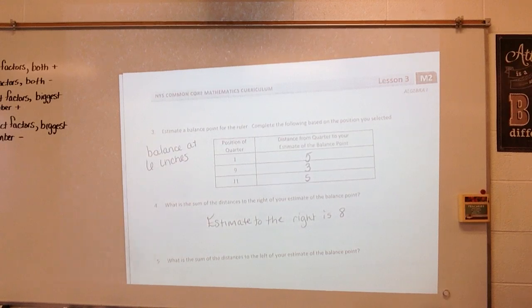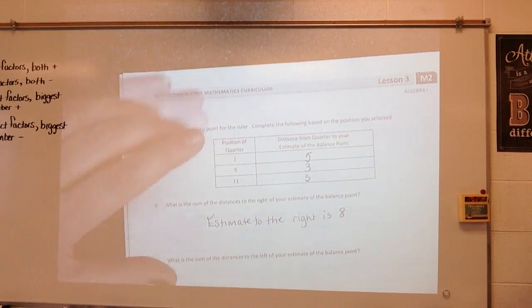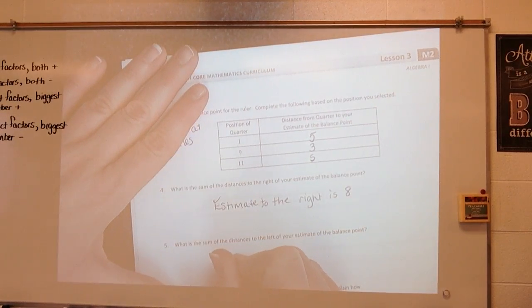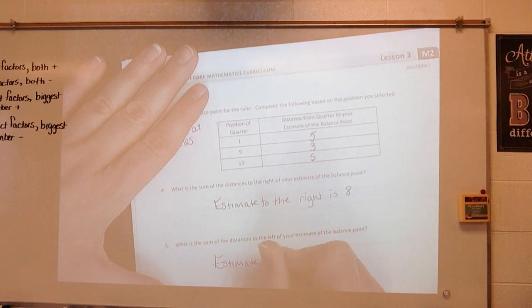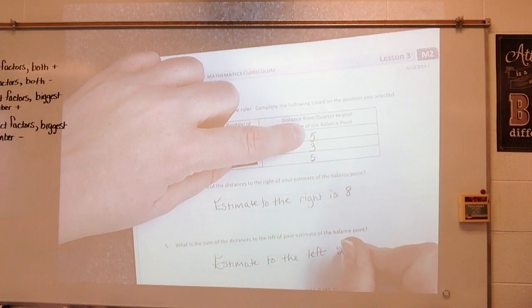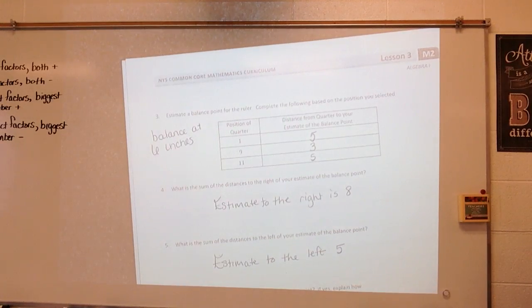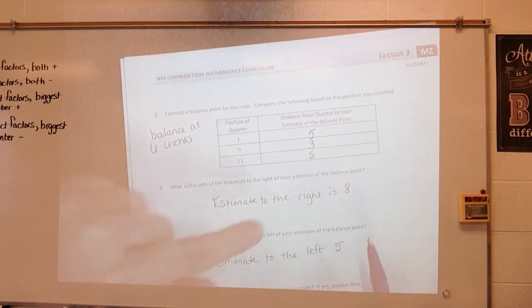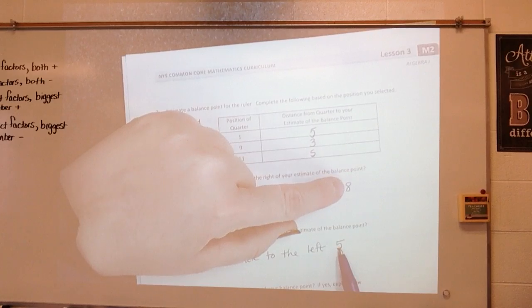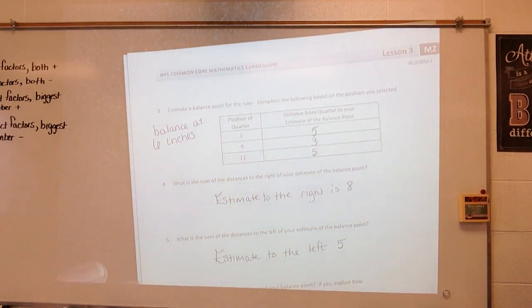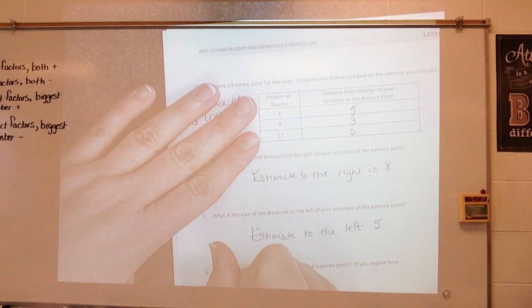What is the sum of the distances to the left of your estimate of the balance point? There's only one to the left, so the sum is 5. Do you need to adjust the position of your balance point? If yes, explain. Using the balance point of 6, I would need to adjust because I've got 8 inches here and 5 inches here. So I would need to adjust.